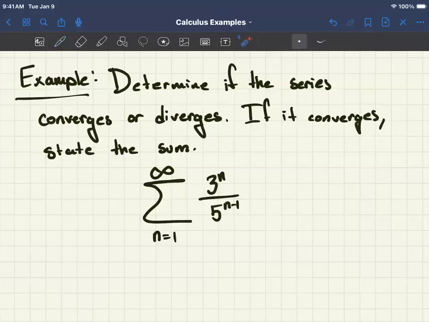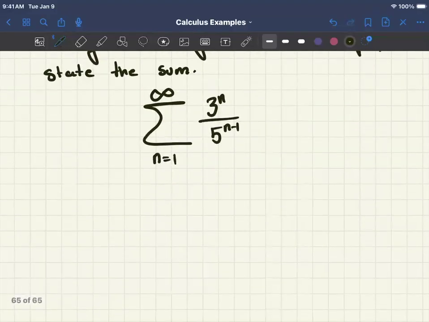So we're looking at the series here of 3 to the n divided by 5 to the n minus 1 power. We want to know if it converges or diverges, and if it converges, we want to state the sum. You'll notice that as we look at this, we have an exponent on both the numerator and the denominator. This should get us thinking about the ratio, or not the ratio, the geometric series. And in fact, that is exactly where we're going to go.